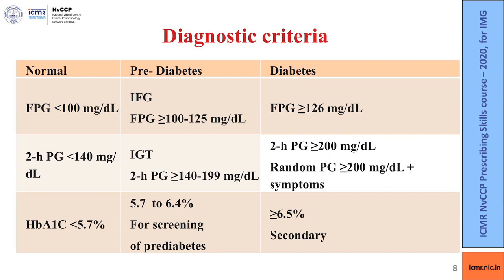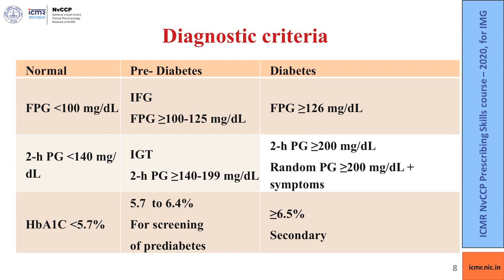A fasting plasma glucose less than 100 mg/% is considered normal, whereas if it is between 100 to 125 mg/% it is considered to be a pre-diabetes stage, whereas if the FPG is 126 mg/% or more the patient is diagnosed as suffering from diabetes mellitus. Similarly, an HbA1c level less than 5.7% is considered to be normal, 5.7 to 6.4% is considered to be pre-diabetic, and anything more than or equal to 6.5% is considered to be diagnostic of diabetes mellitus.